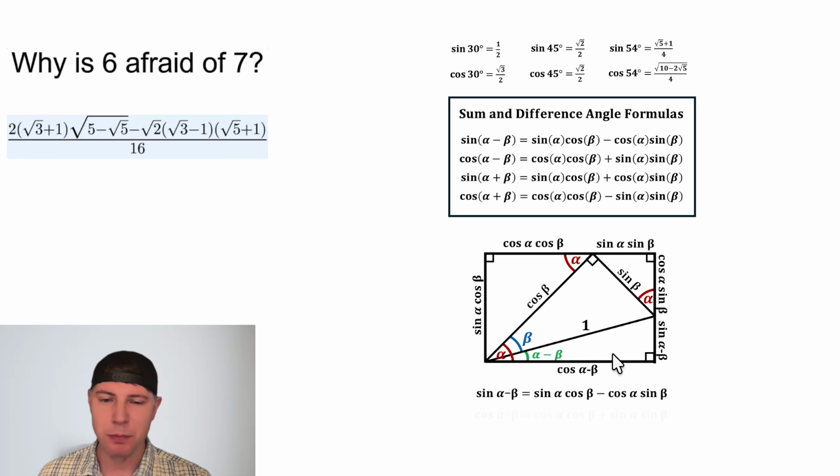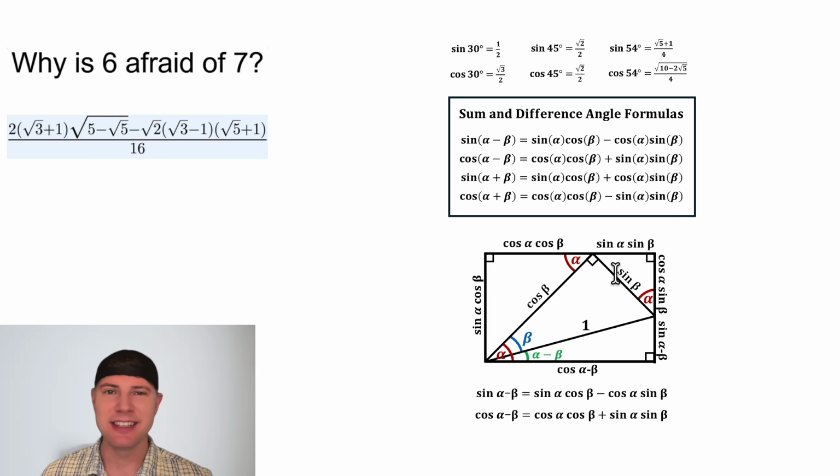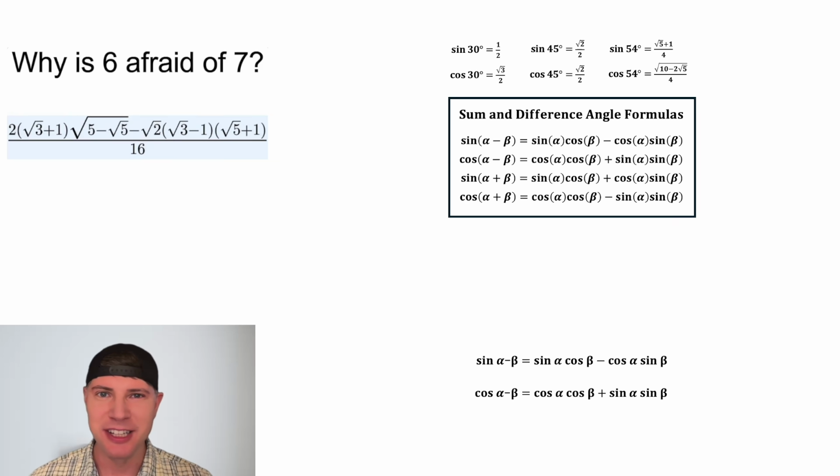Next, we can set this bottom equal to the top. It's going to be cosine of alpha minus beta equals this plus this. And that is exactly this equation here. So we have now verified these top two. Now let's see these formulas in action.